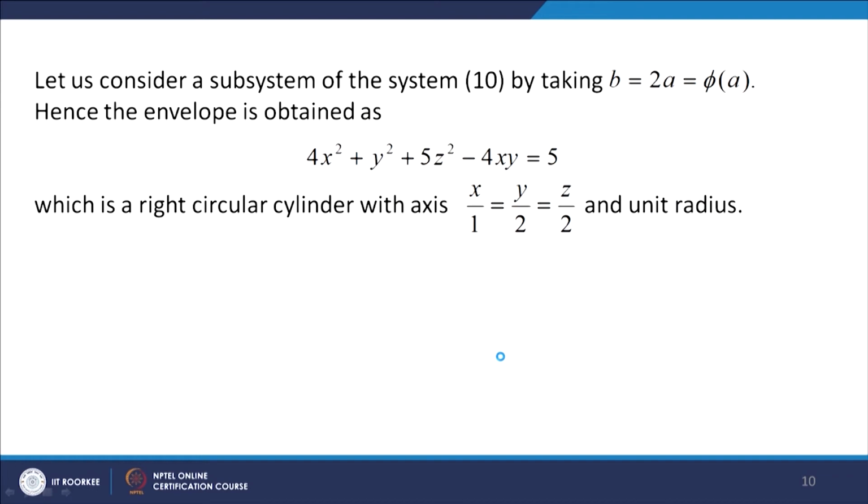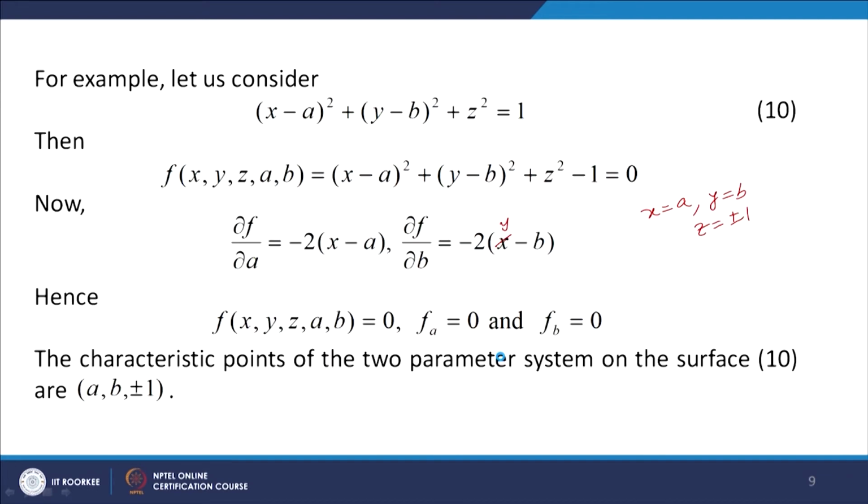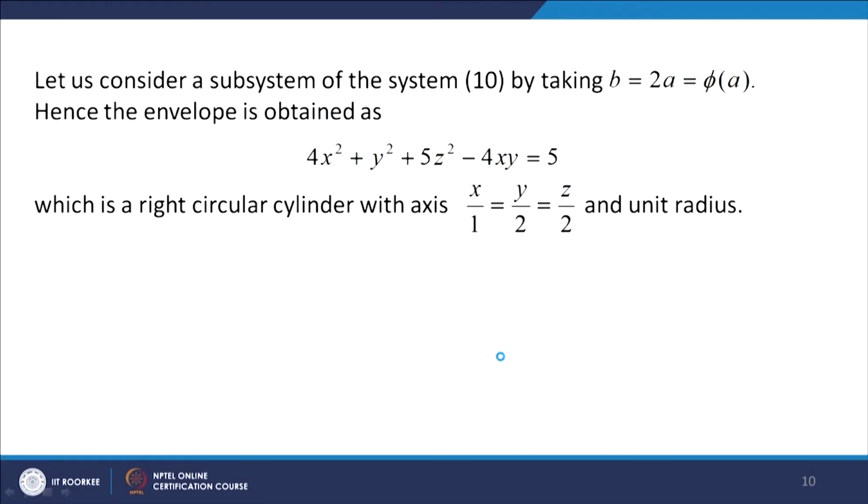So, let us see. We have x minus a whole square plus y minus b whole square plus z square equal to 1, and we take b equal to a prescribed function of a, say b equal to 2a. So, since b is equal to 2a, we get x minus a whole square plus y minus 2a whole square plus z square equal to 1. This is a one parameter subsystem.